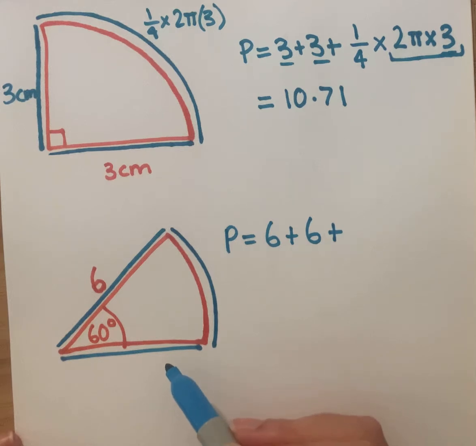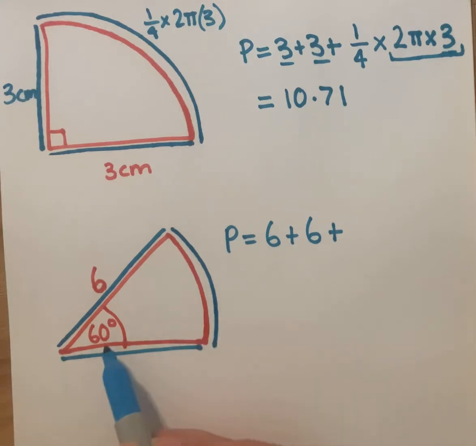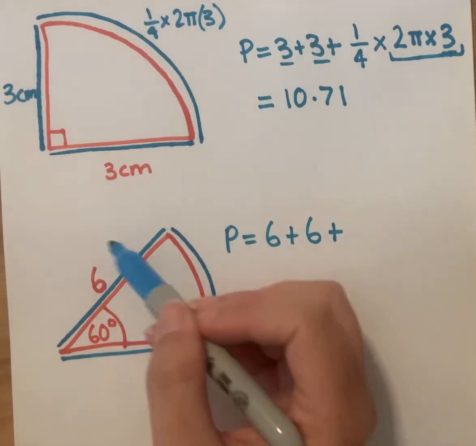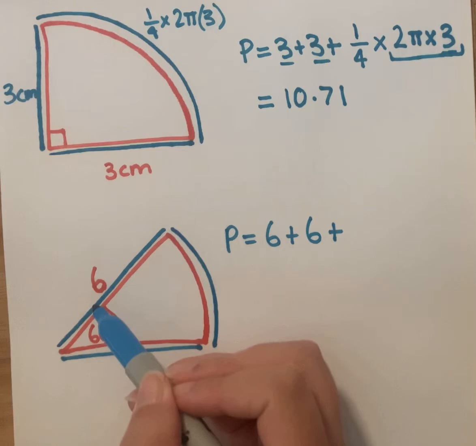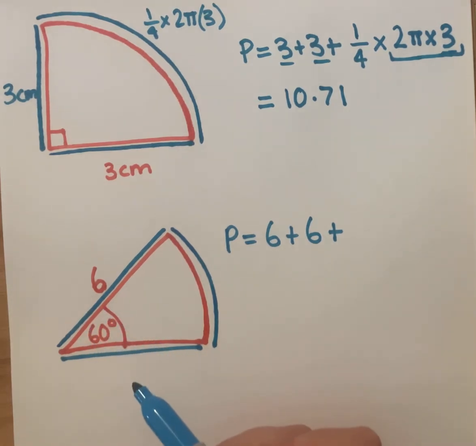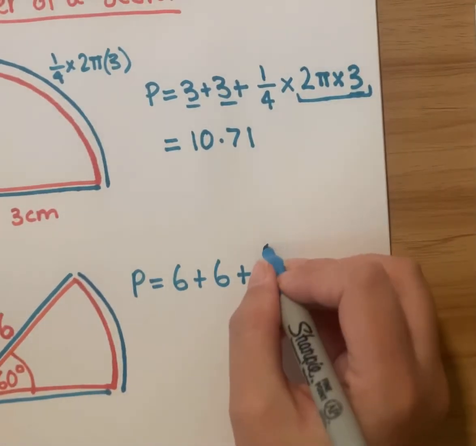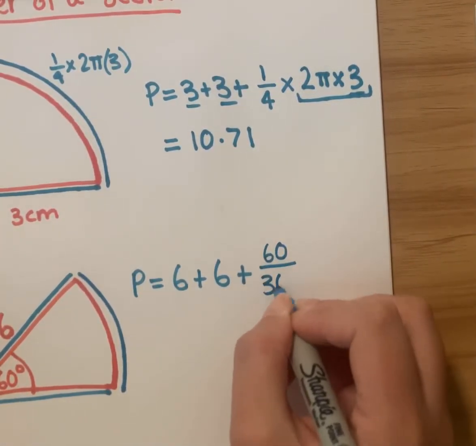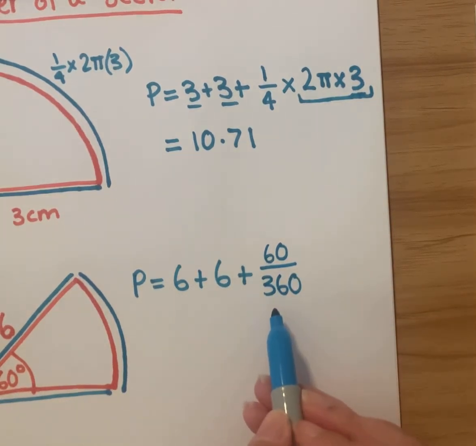Now, we can't see straight away what fraction this arc length is. So we need another way of determining what fraction of a circle we're looking at. And another way to do that is by looking at this angle here. So if our angle is 60 degrees, and we know that the angle for a full circle, a full revolution, is 360 degrees, then we know that we're looking at the fraction 60 out of 360 of the full circle.